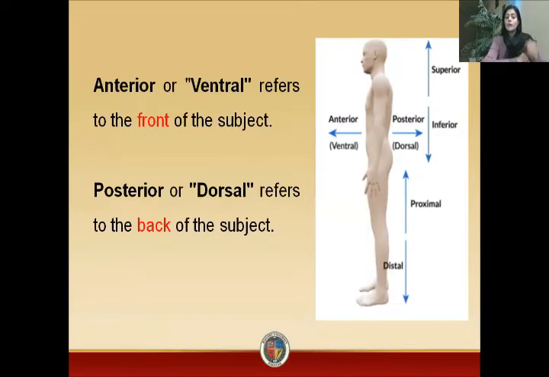Now, what is the anterior position? Another name of anterior position is the ventral position. It refers to the front. Now, what is posterior? This is posterior, or the back, or the dorsal position. That is the back side of the subject.